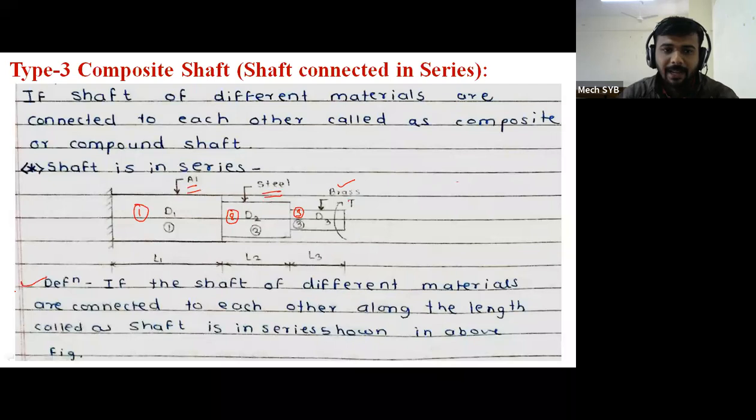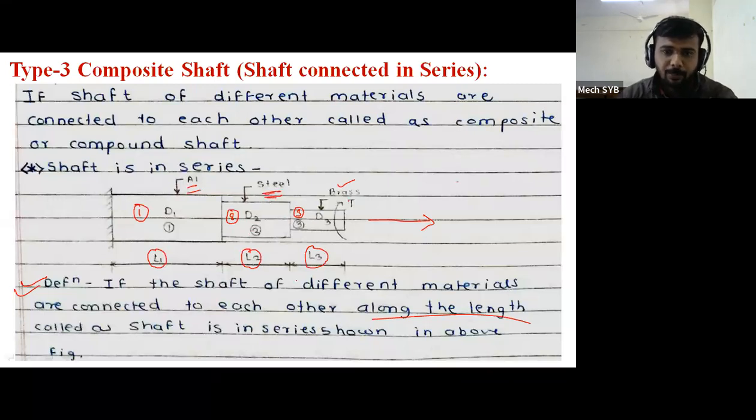Why? Because the definition we have is: if shafts of different materials are connected to each other along the length, this line is very important, the shafts of different materials connected to each other along the length are called shafts connected in series. And if you see the actual figure, this is shaft number 1 having length L1. Once shaft 1 is finished, immediately the steel shaft is connected to this aluminium shaft, having length L2. Then this brass shaft is also connected to the steel shaft, having length L3. That means whatever connection is taking place, it is taking place perfectly in the horizontal direction, meaning the shafts are connected to each other along the length L. Therefore, this structure is called a shaft connected in series.